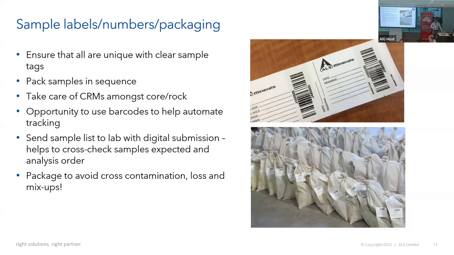You have the opportunity to use barcodes to help automate the tracking. Send your sample list to the lab along with your digital submission. It helps to cross-check samples and the analysis order. Package to avoid cross-contamination, loss and mix-ups. There's some calico bags there. They all look pretty good, but there are some absolute disasters that come through the prep lab where one sample looks like it's leached into another, and they've just been packaged very, very wet and poorly packaged. I have people turn up in the car park all the time with shopping bags of samples.